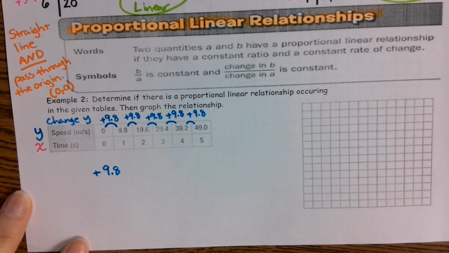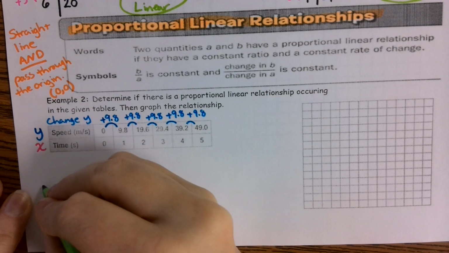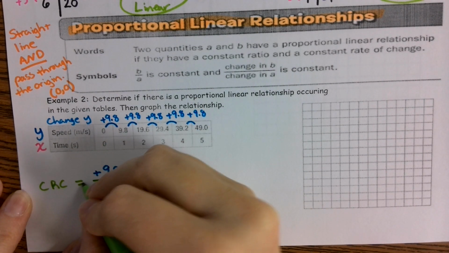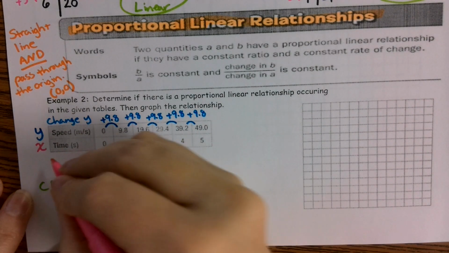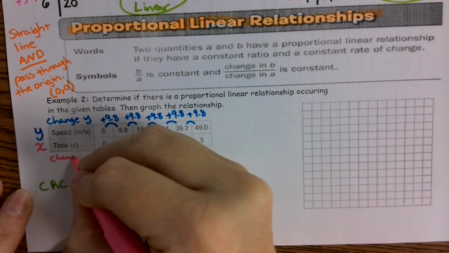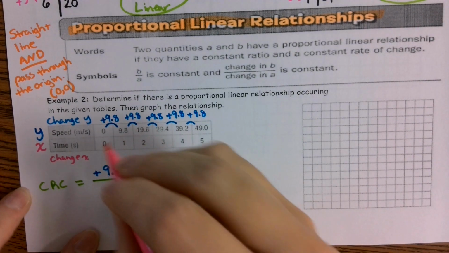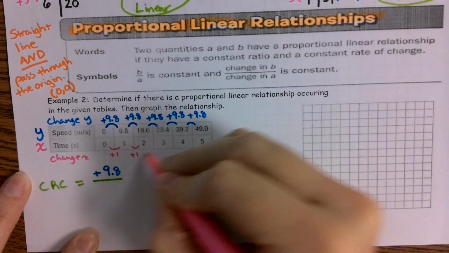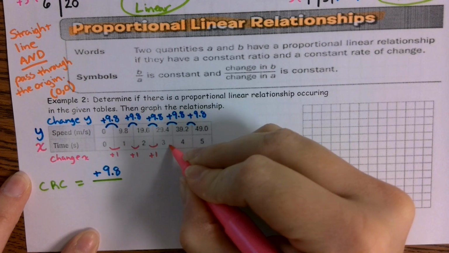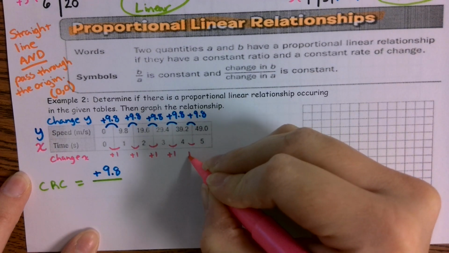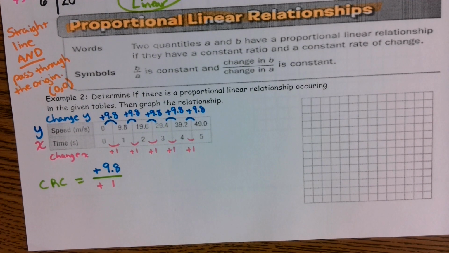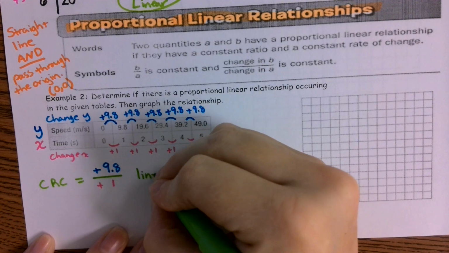Okay, now for the rest of my constant rate of change, I need to make sure that I identify what my change of my X is going to be. Okay, so for here, that's really simple. I'm going up each time by a value of 1. So it's a positive 1 for the change of my X. Okay, so that does make it a linear relationship, so we're good with that part.